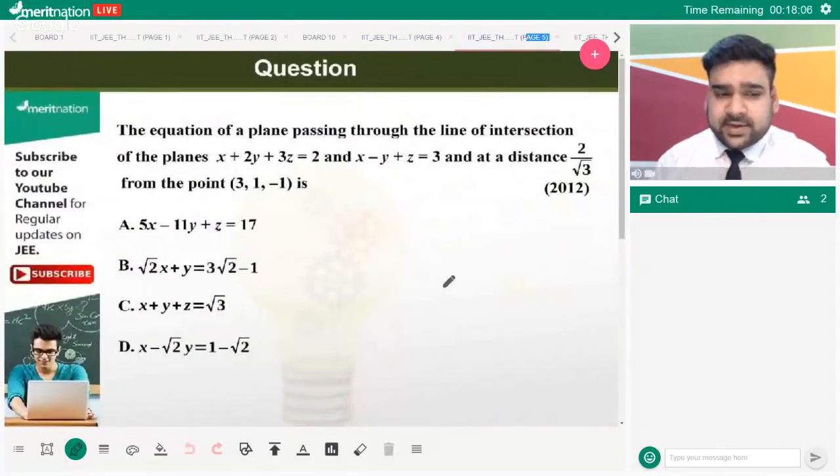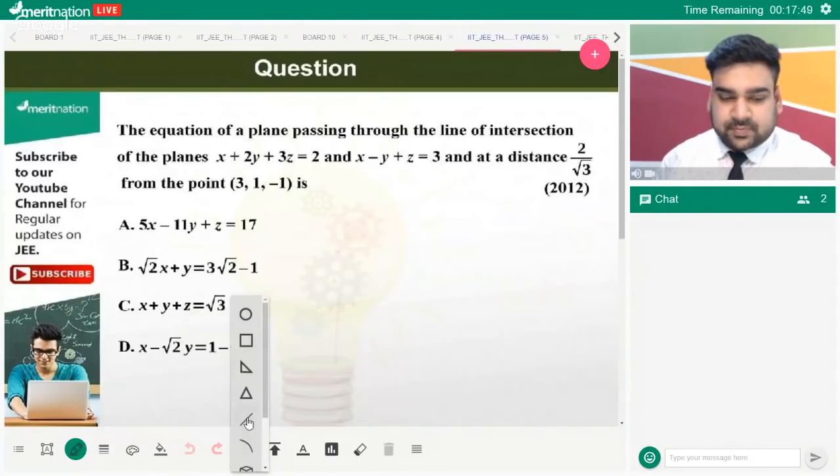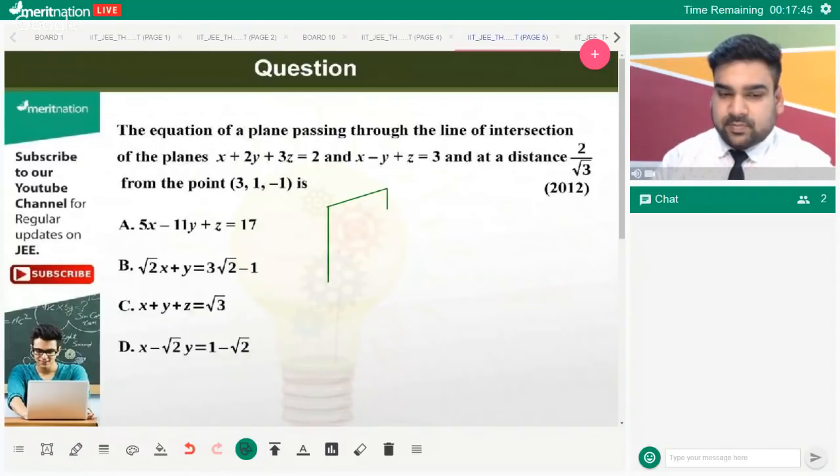That's another very simple one. This time we have to find the equation of the plane passing through the line of intersection of these two planes and at a distance of 2 by root 3 units from this point 3, 1, minus 1. Once again, this time we have two planes. Plane 1, and let's say this is our plane 2.